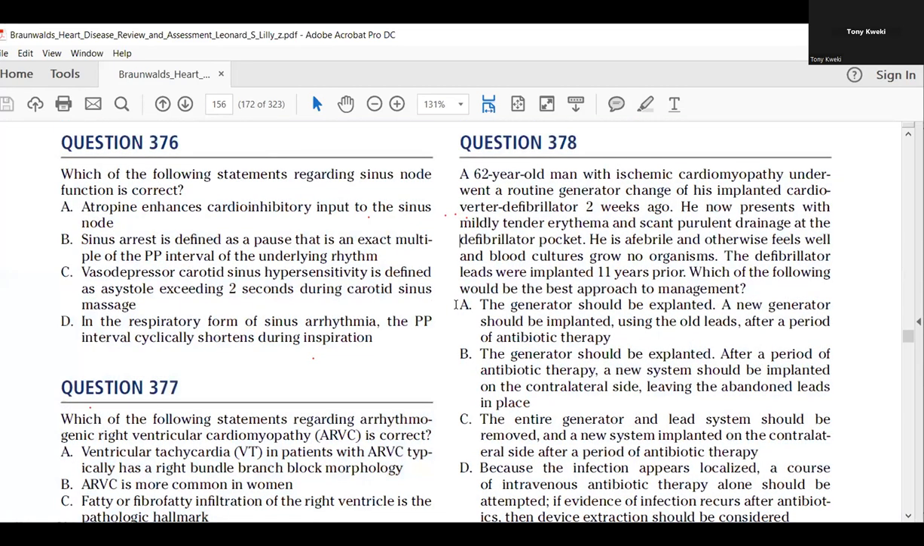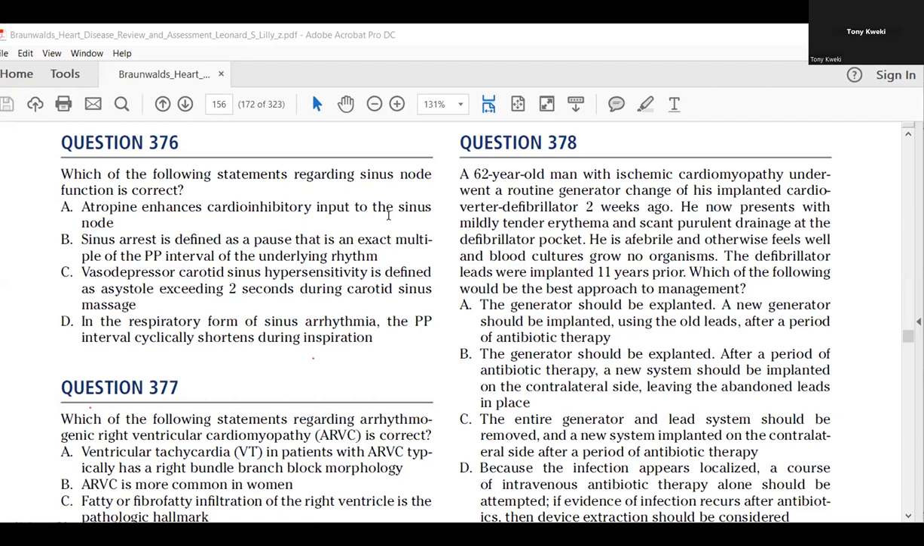So the next question is on 376, and we are being asked about sinus node function. The question is, which of the following is correct? First of all, atropine enhances cardioinhibitory input to the sinus node. Of course, we know that what will cause that is any vagal stimulation. Conversely, atropine actually increases heart rate.